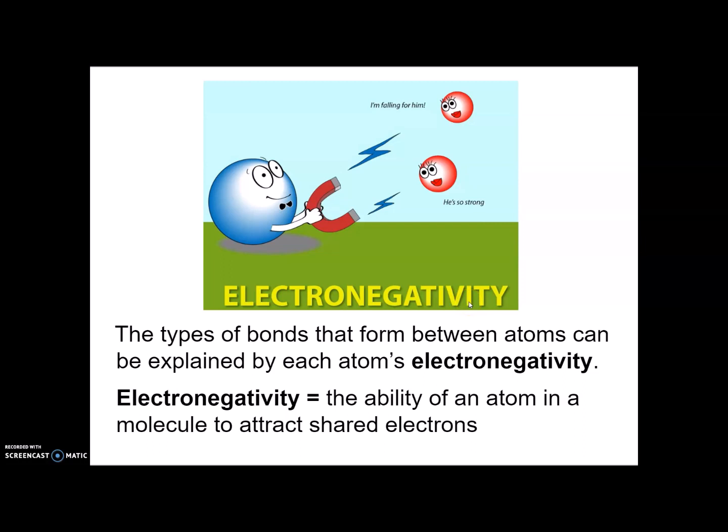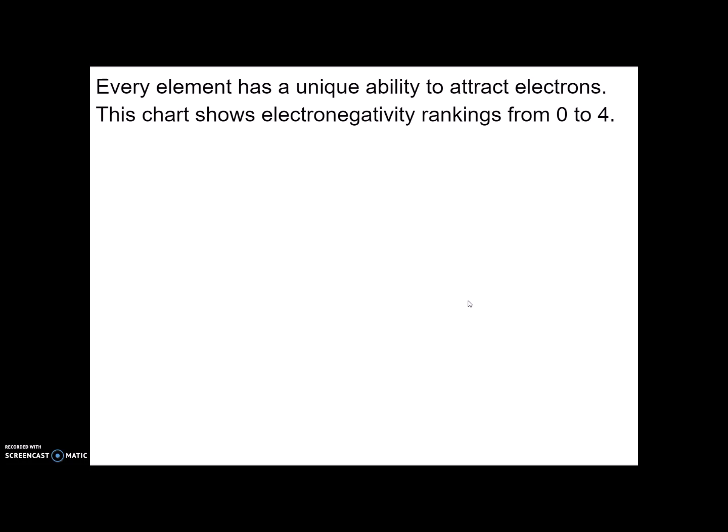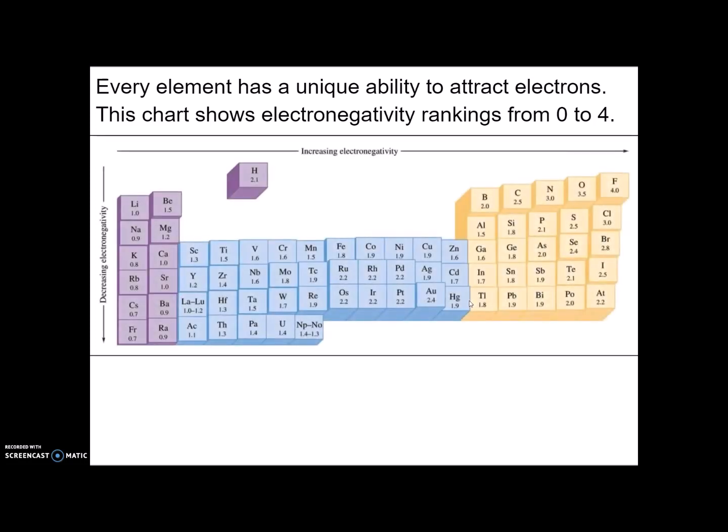Well, different elements have different levels of electronegativity. In fact, we have a whole ranking system. Every element has a unique ability to attract electrons, and we're going to rank them just like we would rank a GPA. GPA runs on a scale from 0 to 4, with 4 being the highest. And if we take a look at the elements on the periodic table, here are their electronegativity values. Where's the highest one? Way up here in the right corner, fluorine.